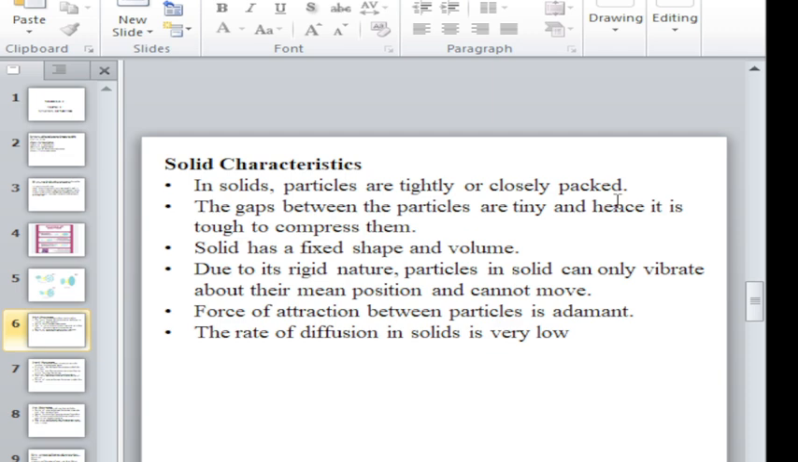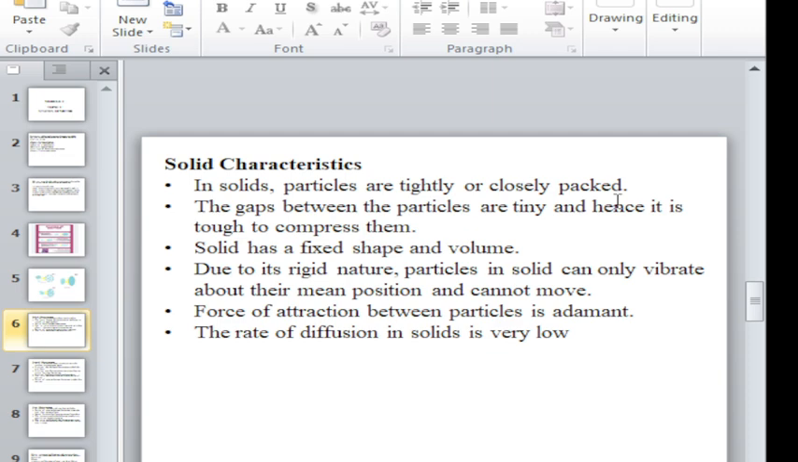1. In solid states, the particles are tightly or closely packed. 2. The gaps between the particles are tiny, and hence it is tough to compress them. 3. Solid has a fixed shape and volume. 4. Due to the rigid nature of solid, the particles in solid can only vibrate about their mean position and cannot move.